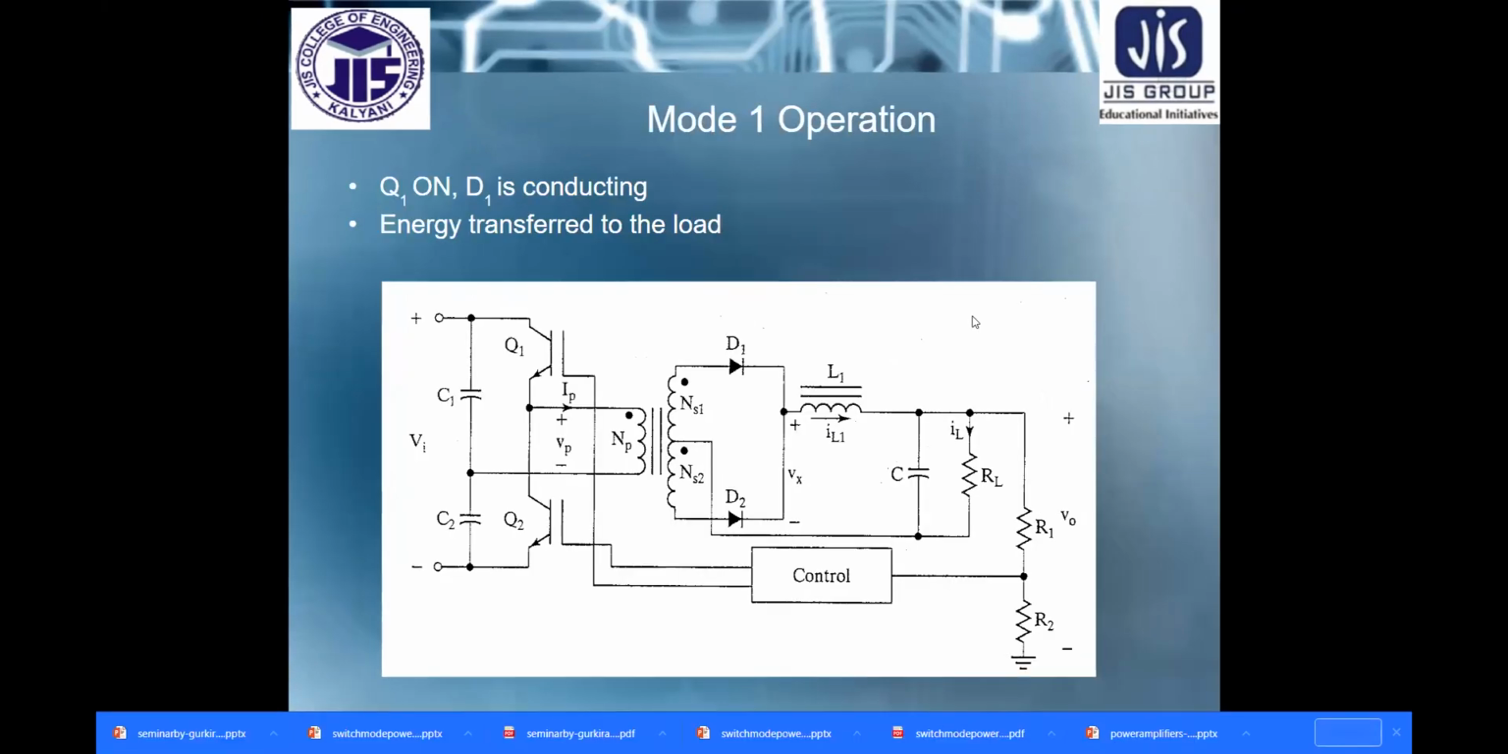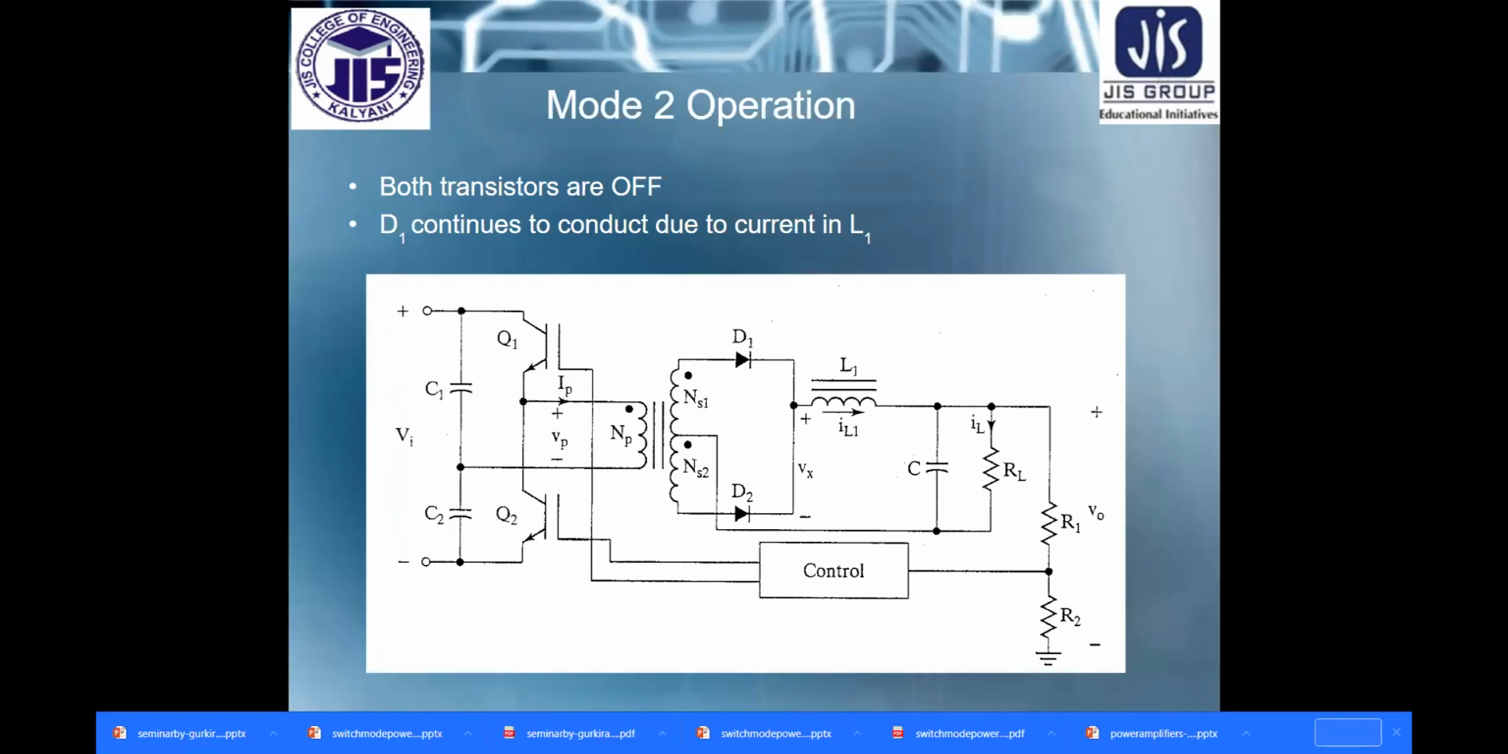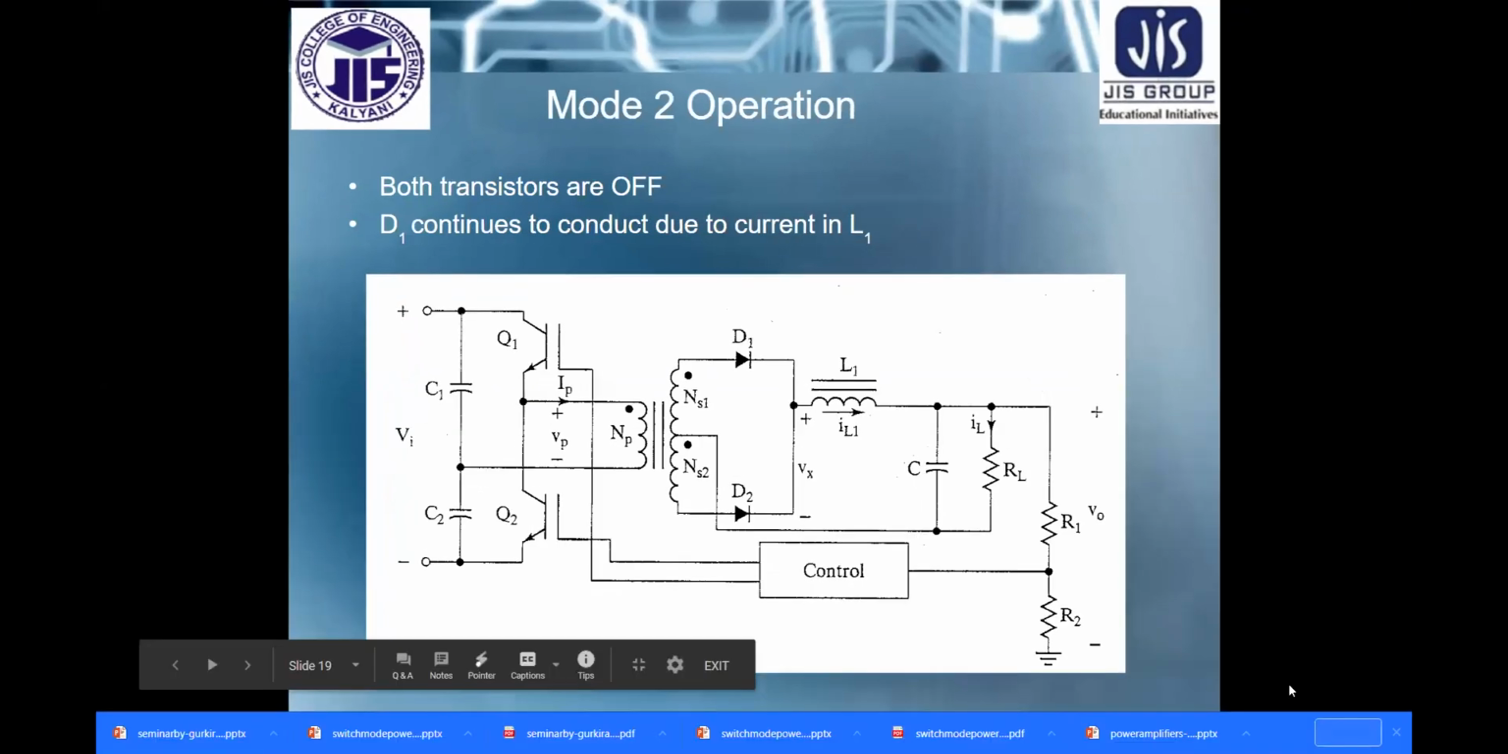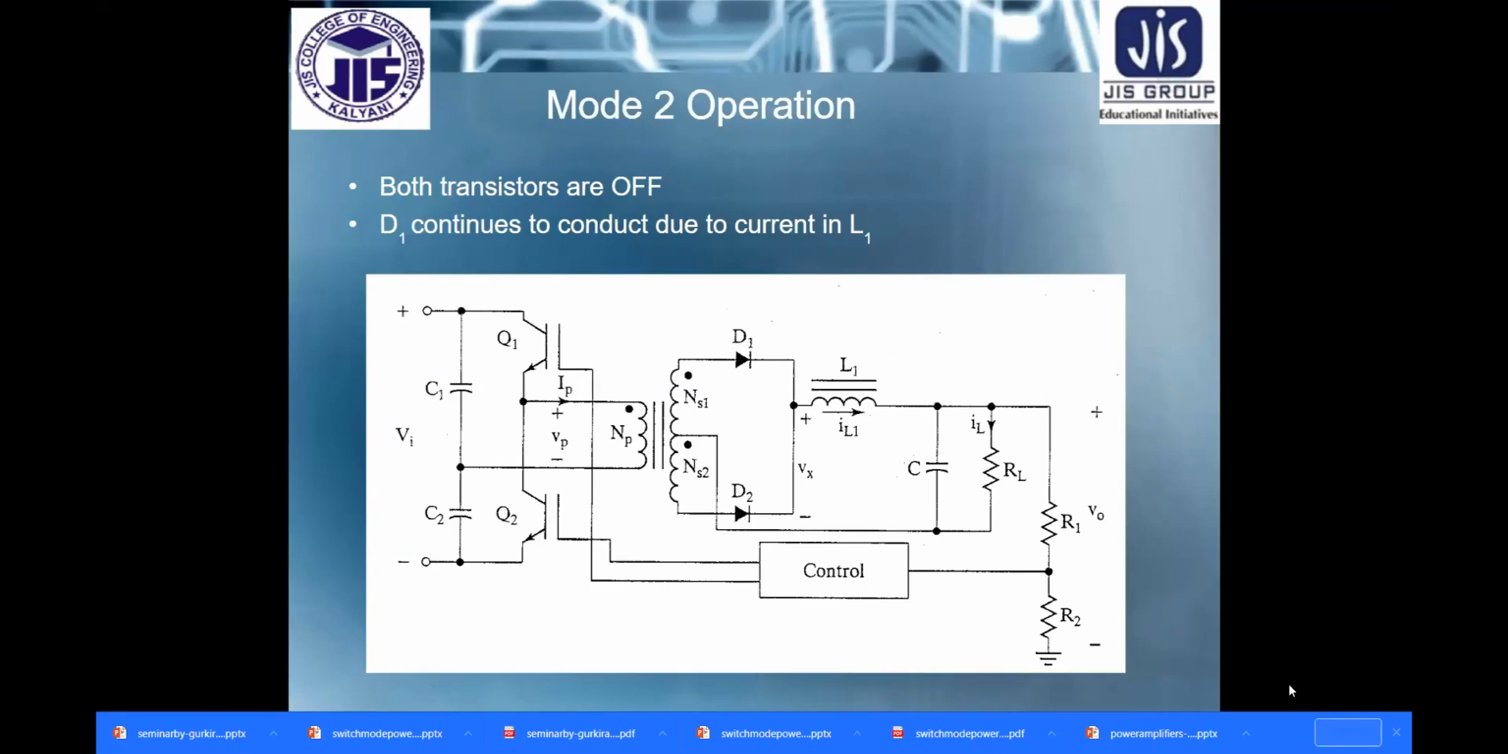The mode 1 operation of half bridge converter can be discussed over here. When the transistor Q1 is on, the diode D1 will be conducting and energy will be transferred to the load. This is the mode 1 operation. And for mode 2 operation, both transistors are off. D1 continues to conduct due to current in L1. So these two are the operating modes for half bridge converter in SMPS.